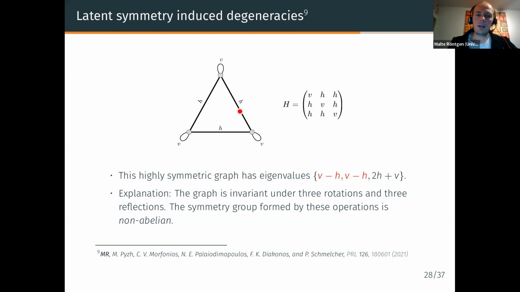So our graph has a degeneracy. And this is common knowledge. If you have something which is highly symmetric in the sense of a non-abelian symmetry group, we know that there will be degeneracies. On the other hand, if we have degeneracies and there are no symmetries, we usually call them accidental, simply because we don't know where these degeneracies should come from.